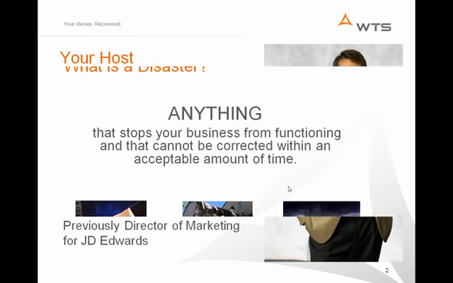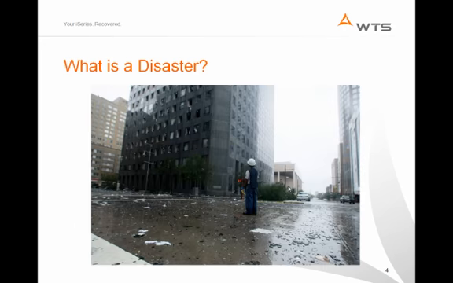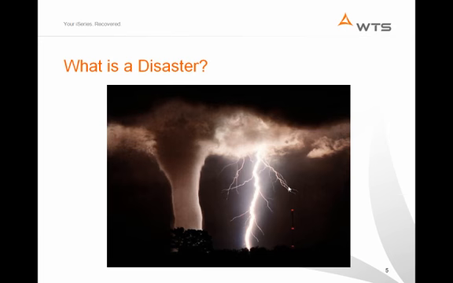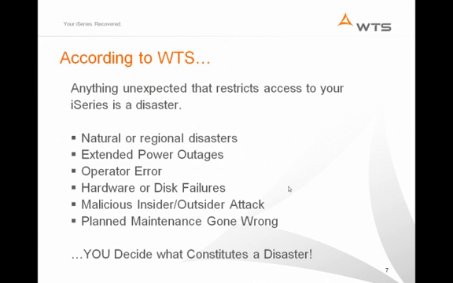Let's get started. What is a disaster? Anything that stops your business from functioning and that cannot be corrected within an acceptable amount of time. For those that live in the Gulf States area, a hurricane could be a disaster. If you live in other parts of the U.S., a tornado, a severe storm, or an earthquake could constitute a disaster. For all of us, some sort of systems failure is a disaster scenario. According to WTS, anything unexpected that restricts your access to the iSeries is a disaster.